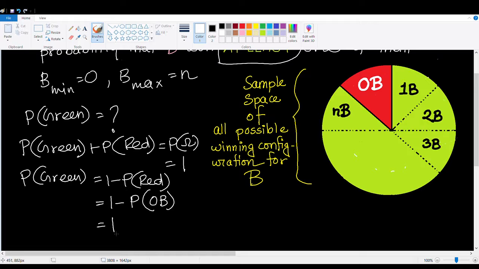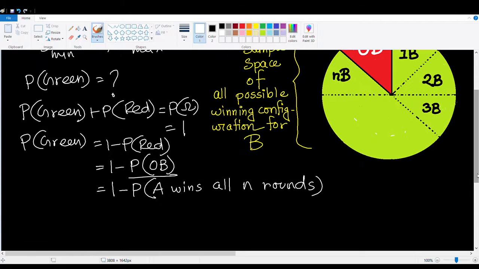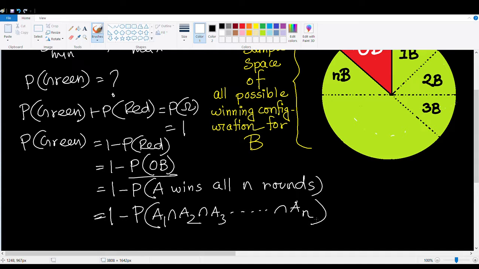All right. In other words, we can write it as P of A wins all n rounds. Okay. B winning 0 means A winning all the rounds since there is no tie. Now 1 minus P of A wins all n rounds can be replaced by this. I hope you know the meanings of A sub i, A sub 1, A sub 2, A sub 3. Okay, A1 means A wins the first round, A2 means A wins the second round. So if all these events happen together, it will mean that A wins all of the n rounds.